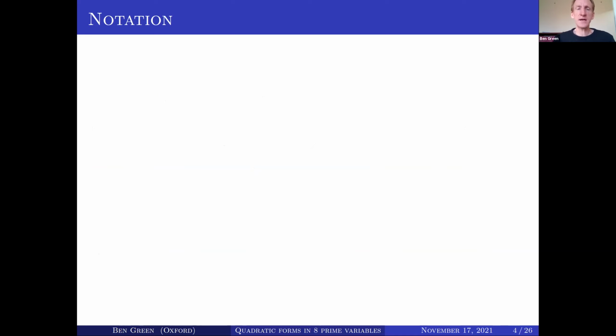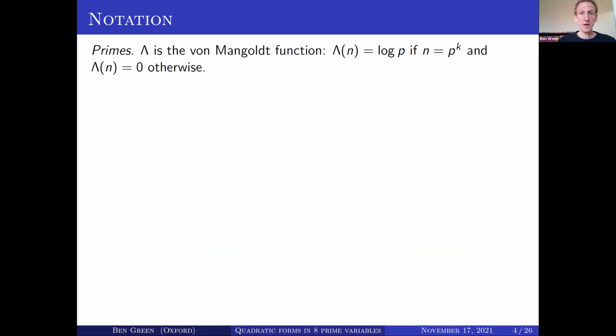Now, before I begin stating things a bit more precisely, I just want to go over a little bit of notation, most of which is pretty standard and I expect known to most people attending the talk. Whenever we talk about primes in analytic number theory, it's natural to introduce the von Mangoldt function lambda, which is a weighted version of the characteristic function of the primes.